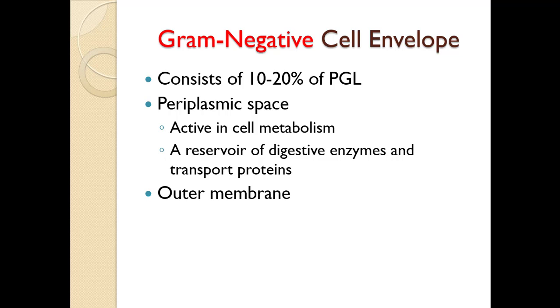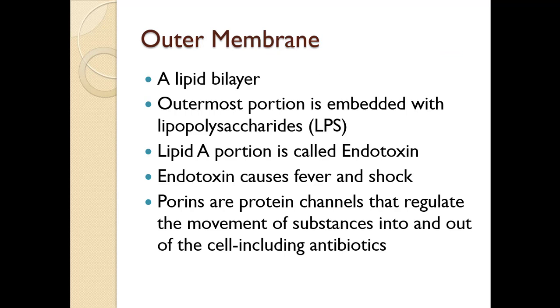And then you get your outer membrane, which is characteristic of those gram-negative cell envelopes. The outer membrane itself is made up of a lipid bilayer. It's got those lipopolysaccharides on the outside of the outer membrane. The lipid A portion is called endotoxin. This is some of the symptoms of that endotoxin. The porins are the protein channels that regulate the movement of substances into and out of the cell, including antibiotics.